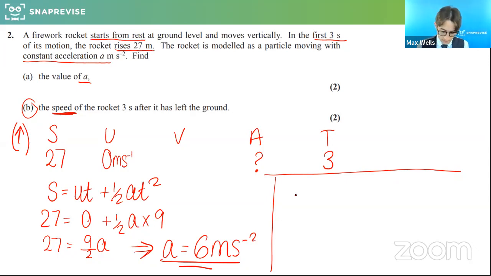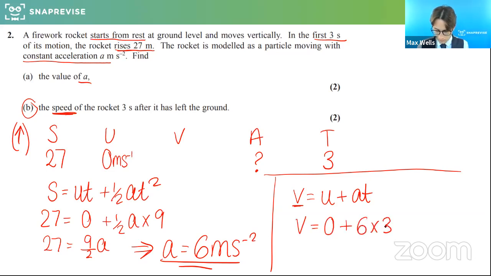What we could use here, I think we're really going to need the previous answer, it'd be handy. But you could use v equals u plus at. We're looking for v in this question, the final velocity. So v is equal to 0 plus 6 times the time, which is 3. So absolutely, and well done if you've got that already. The speed or velocity is 18 meters per second.